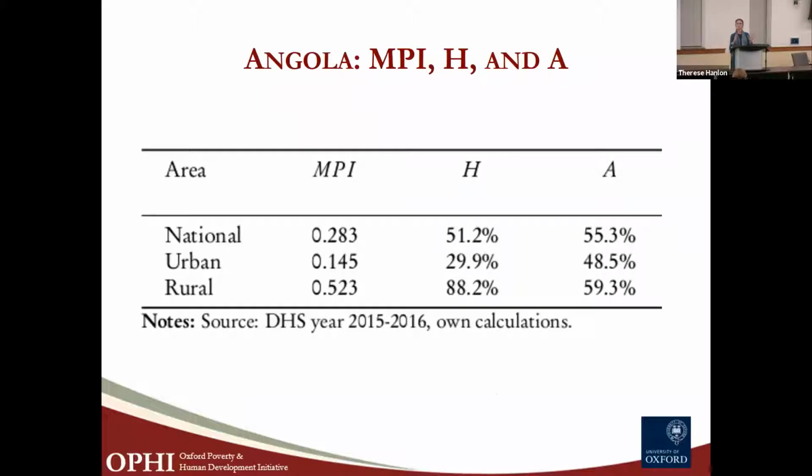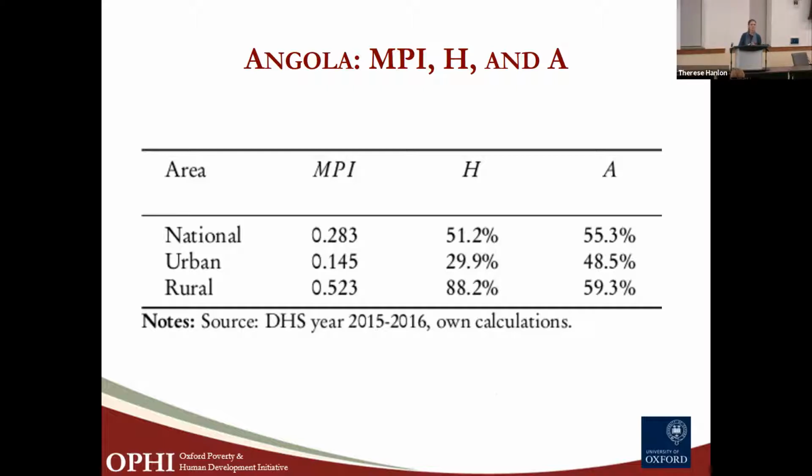So let me do that stepwise progression for a country. And maybe I should have chosen Kenya. I chose Angola. And for Angola, we have relatively recent data from 2015-16. And just over half of people in Angola are multidimensionally poor, 51%. And each poor person is deprived on average in 55% of those indicators, so more than half.